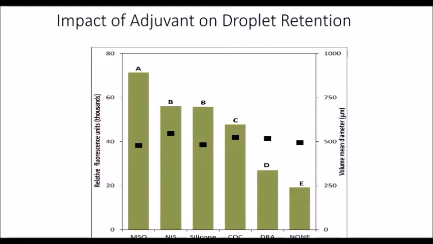If you look at the black squares again, what you see is the droplet size is kind of bouncing around between about 485 to 520 microns in size, but really no correlation in terms of retention. So this is telling me that we've got an opportunity to use some adjuvants to increase retention without affecting droplet size. This is an opportunity to increase the droplet retention or increase efficacy without compromising that particular application from a drift management standpoint. So we're getting a little bit better coverage or retention on that leaf surface without giving up or increasing the drift potential.